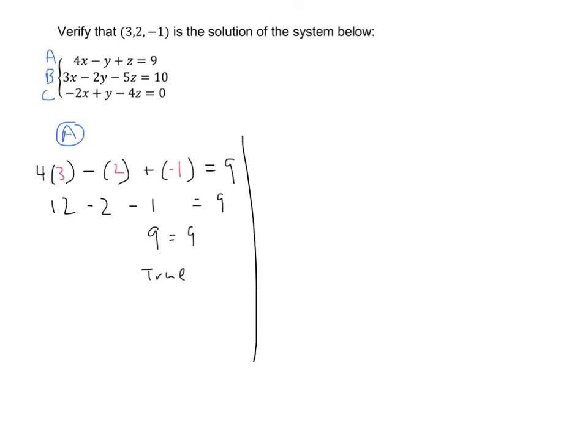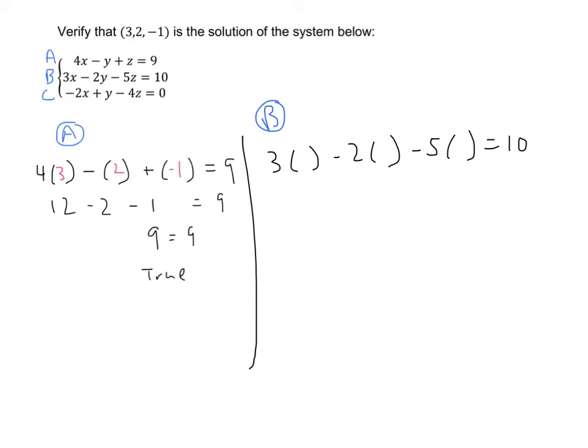Let's double check and make sure that it works in those two equations. So we already did equation A. Let's do equation B over here. Equation B is 3 times our x value minus 2 times our y value minus 5 times z, and that should be equal to 10. Let's check to see if that works.